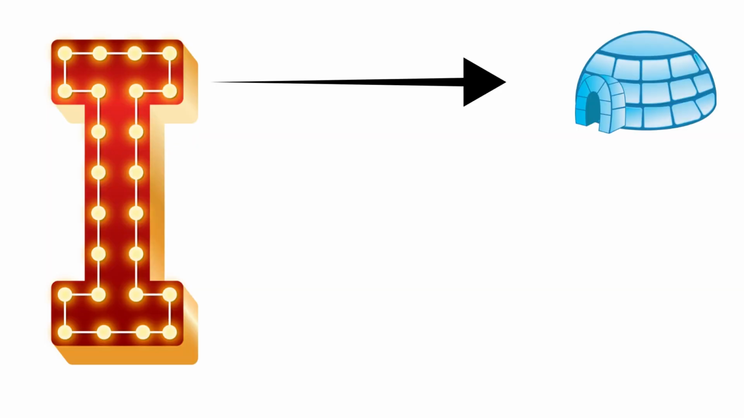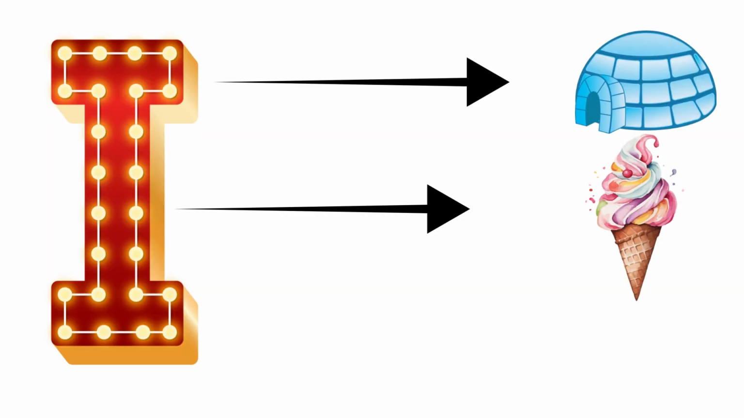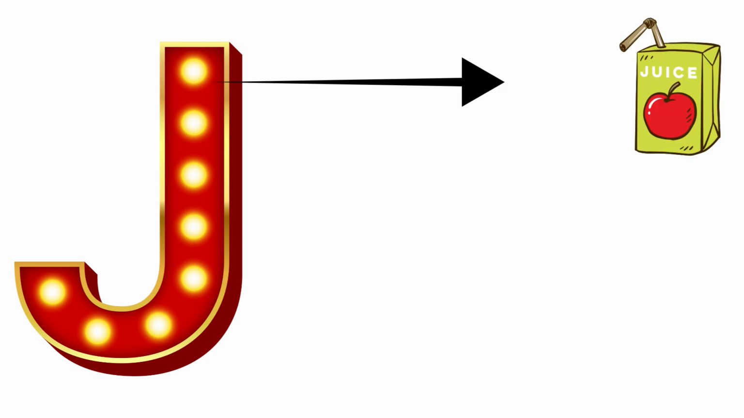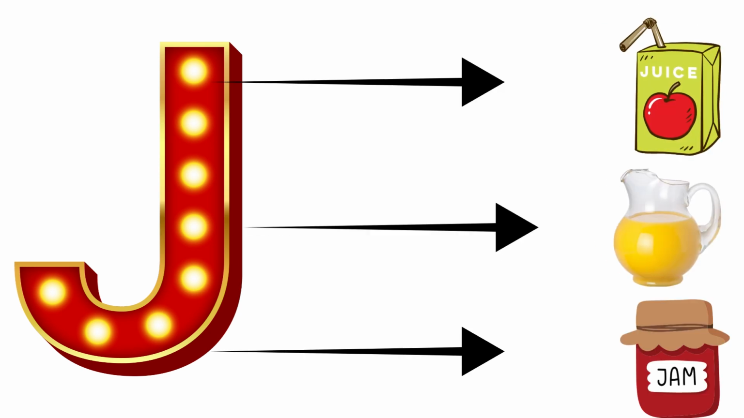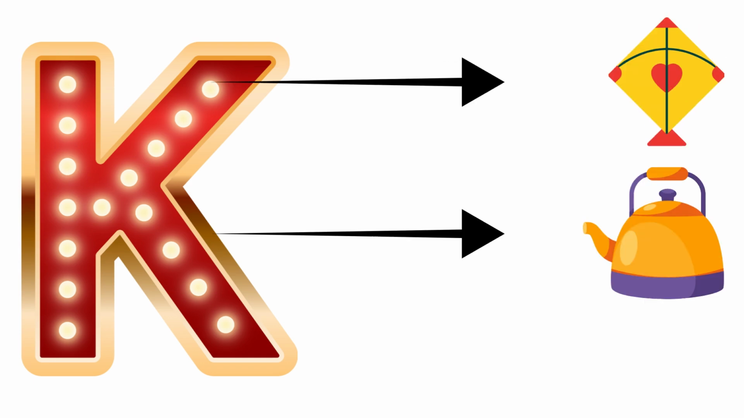I. I for igloo. I for ice cream. I for iron. J. J for juice. J for jug. J for jam. K. K for kite. K for kettle.